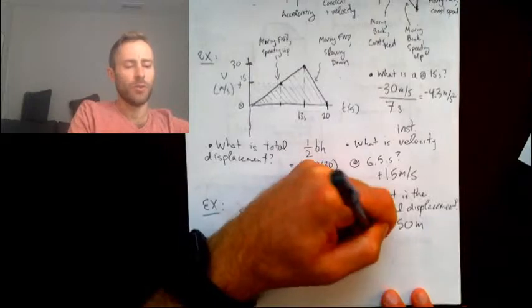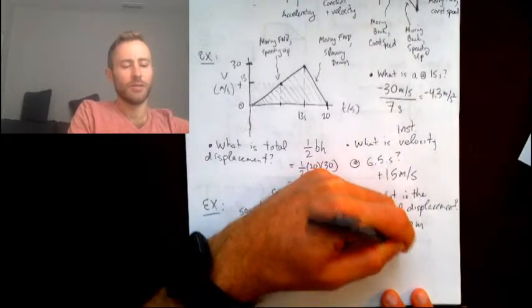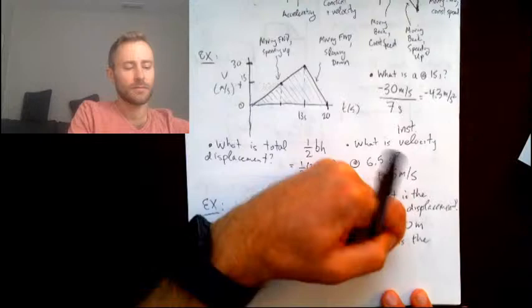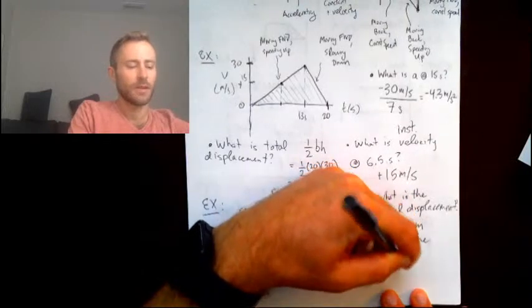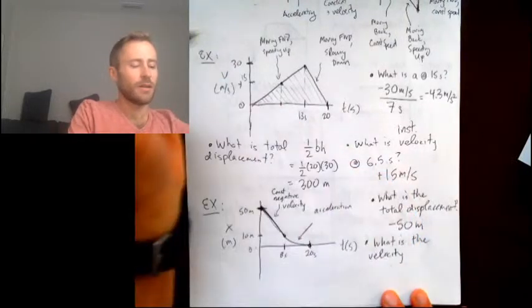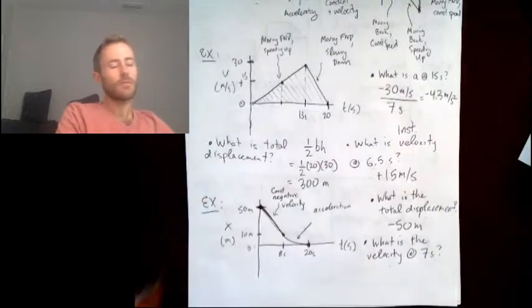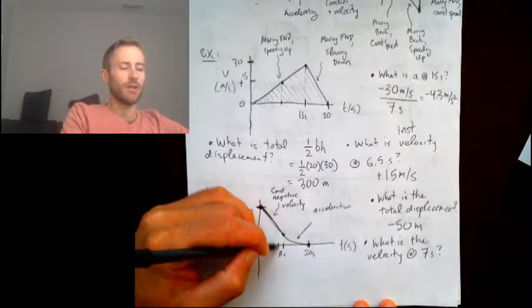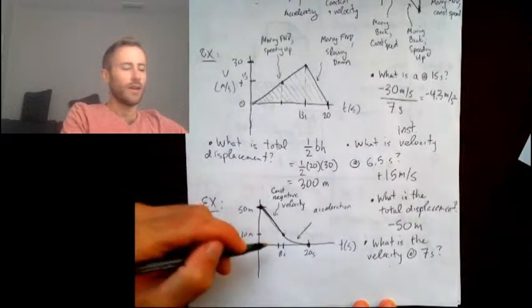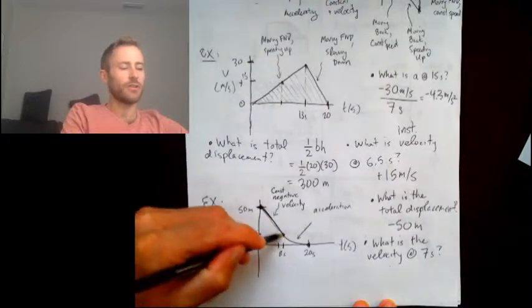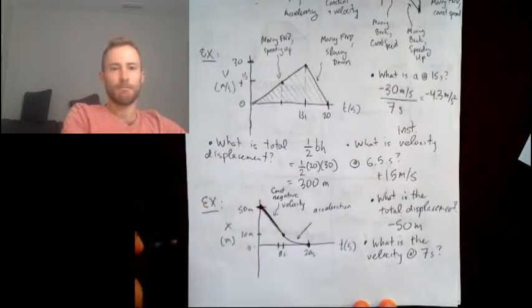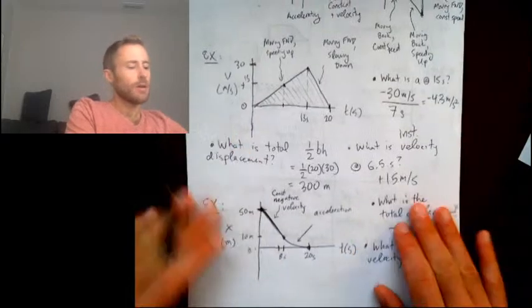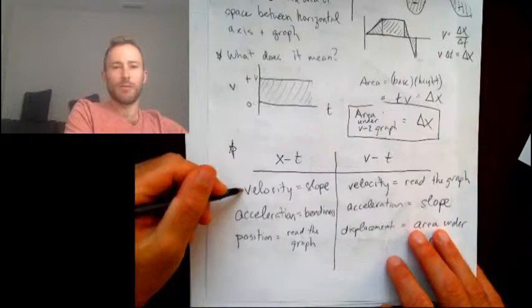What if I asked you, what is the velocity at 7 seconds? So 7 seconds is right about here, and so 7 seconds is underneath this straight line segment. So if I want velocity and I have a position time graph, I'm calculating the slope.